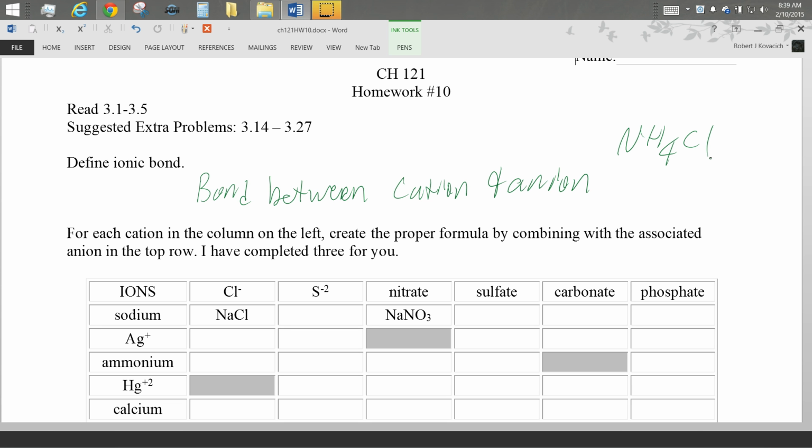No, this is an ionic bond. That chlorine is definitely negative. How do I know that this is ionic? Because NH4 is a polyatomic ion, so automatically you've got an ionic bond. Okay.